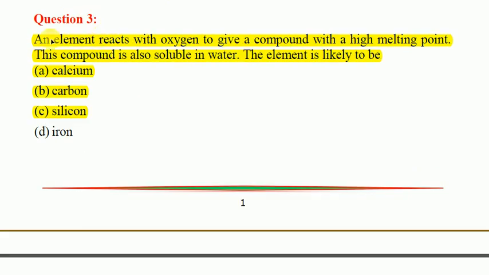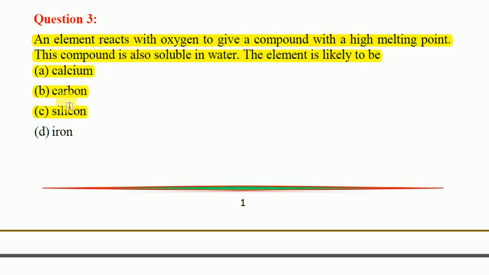Okay students, coming to the third question now. An element reacts with oxygen to give a compound with a high melting point. This compound is also soluble in water. The element is likely to be calcium, carbon, silicon, or iron. What is your answer? One element reacts with oxygen to form a compound having a high melting point that is readily soluble in water.